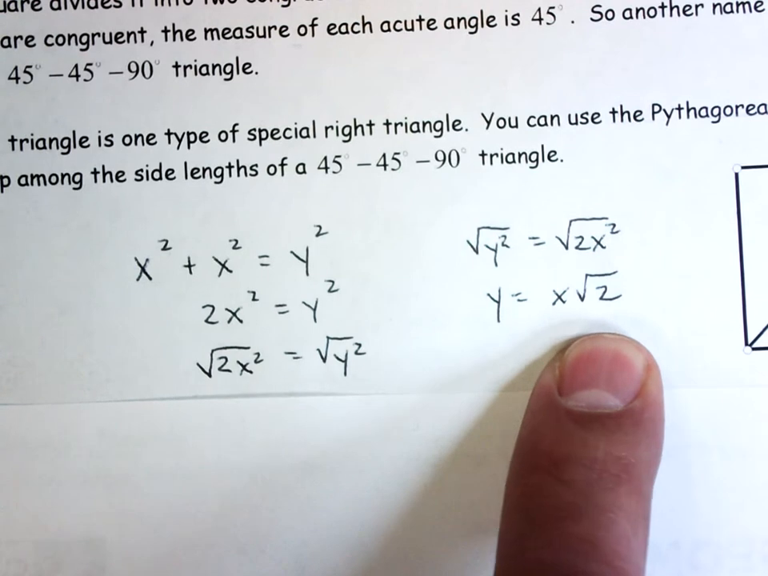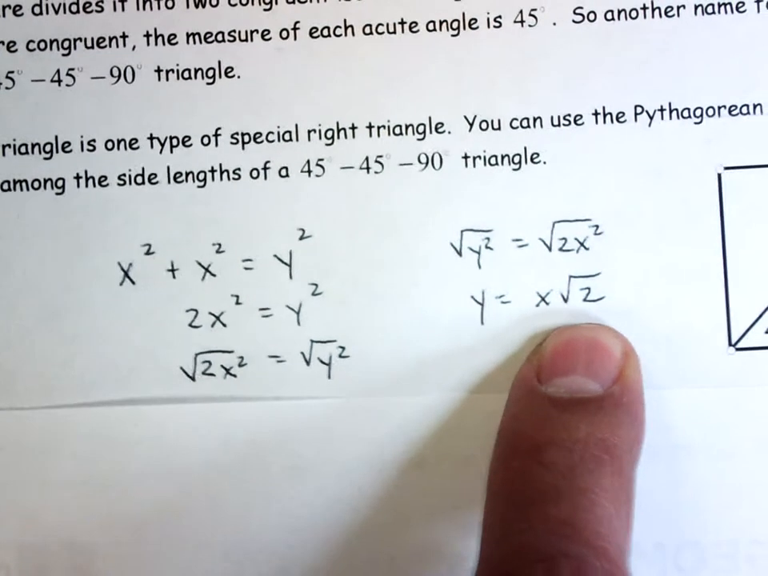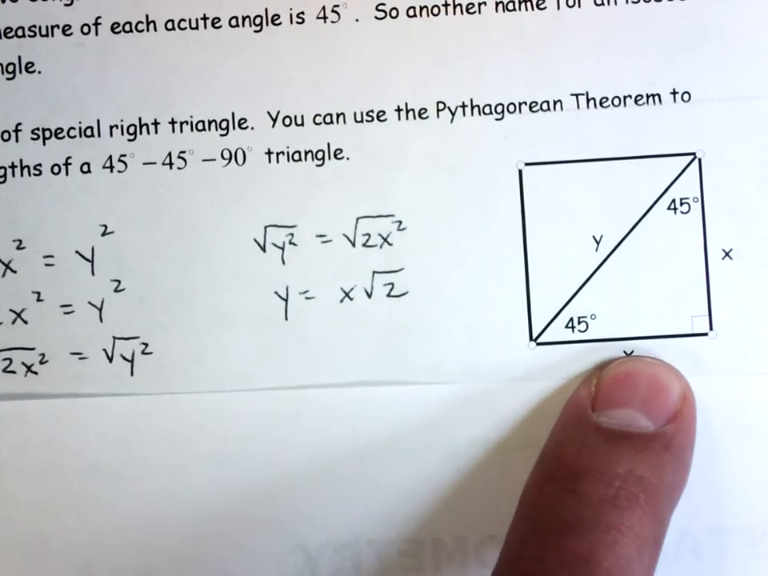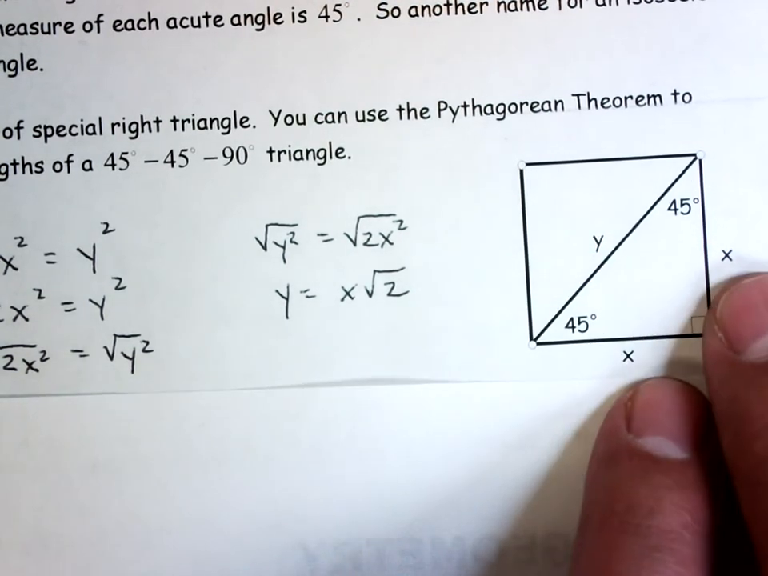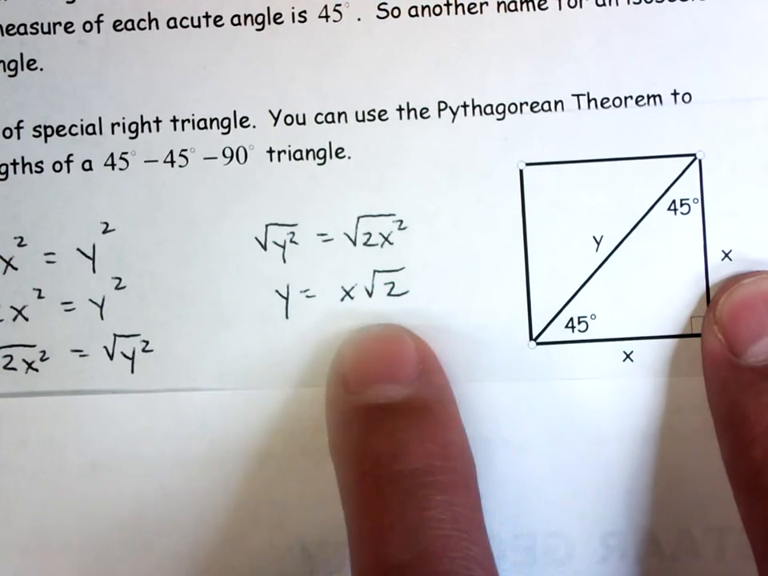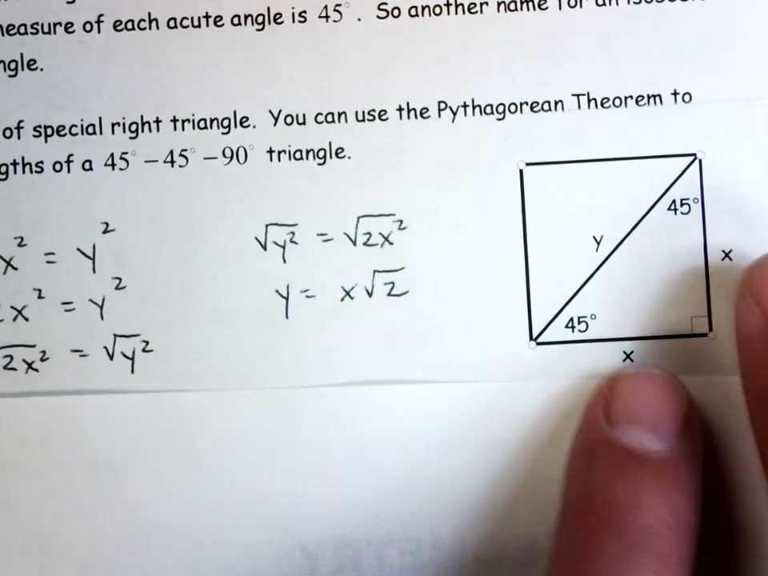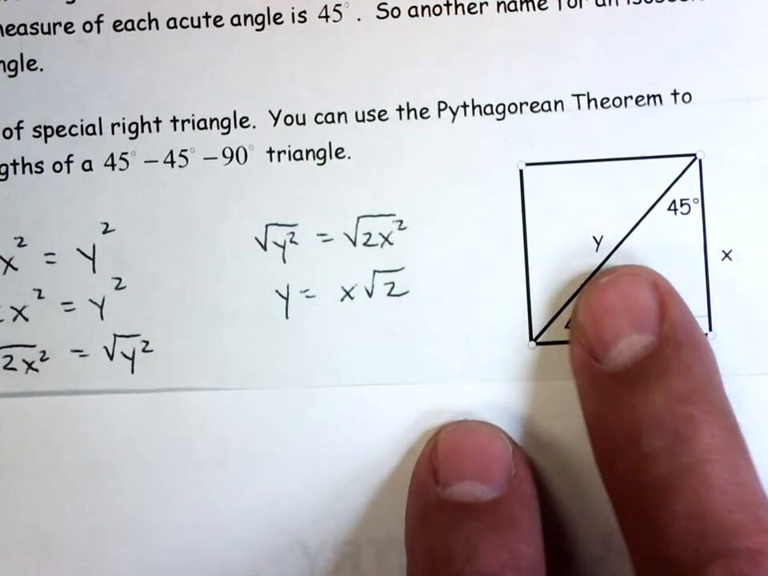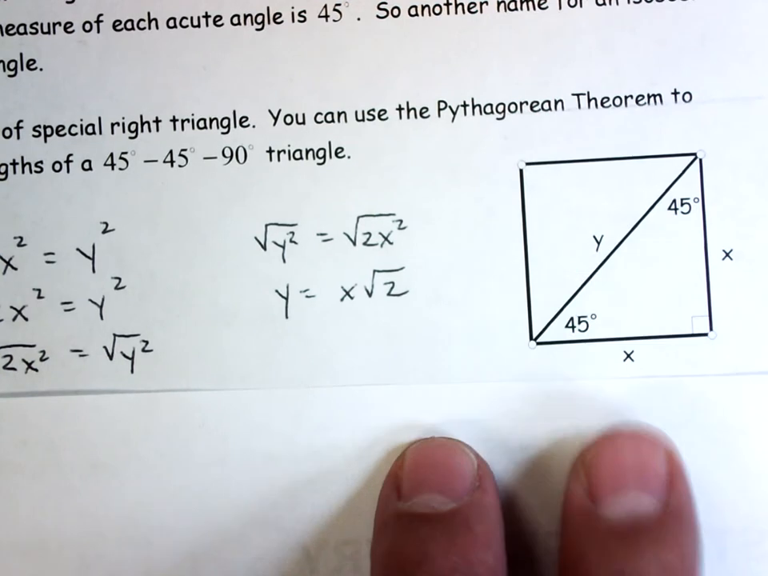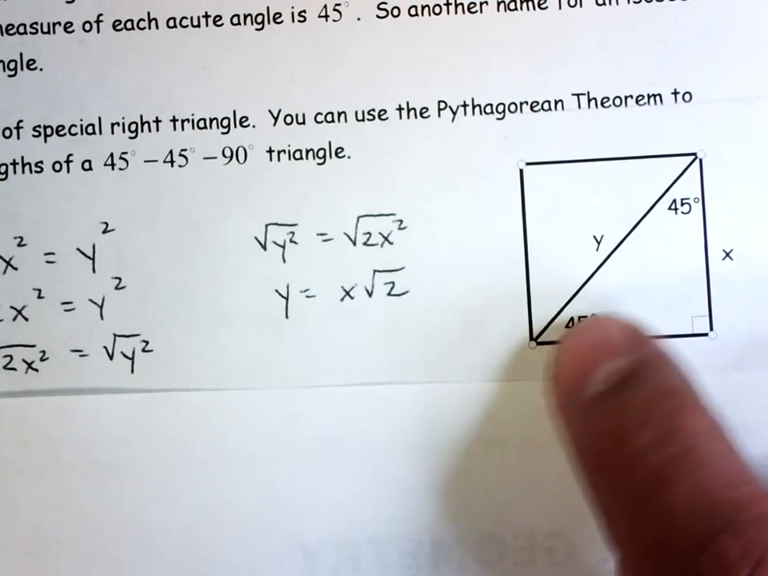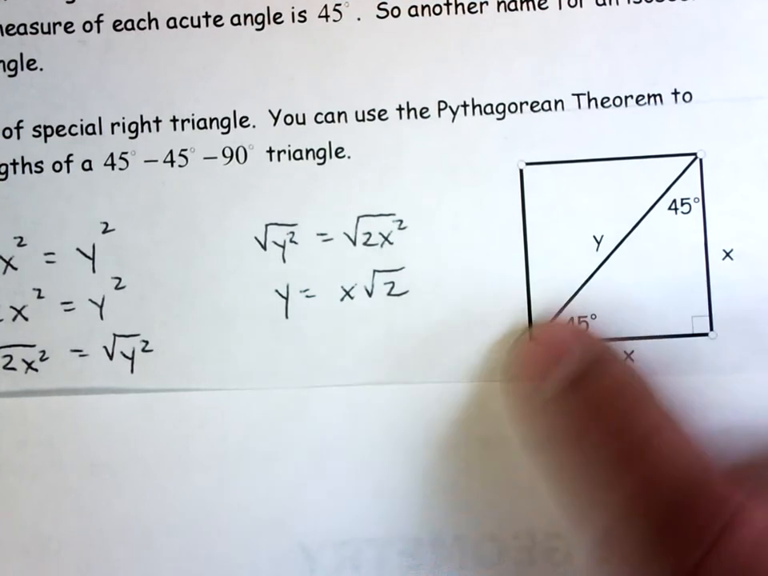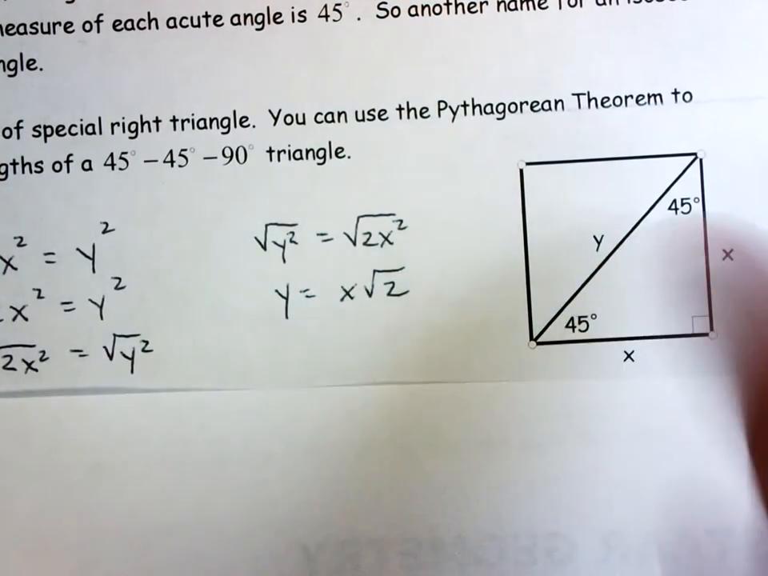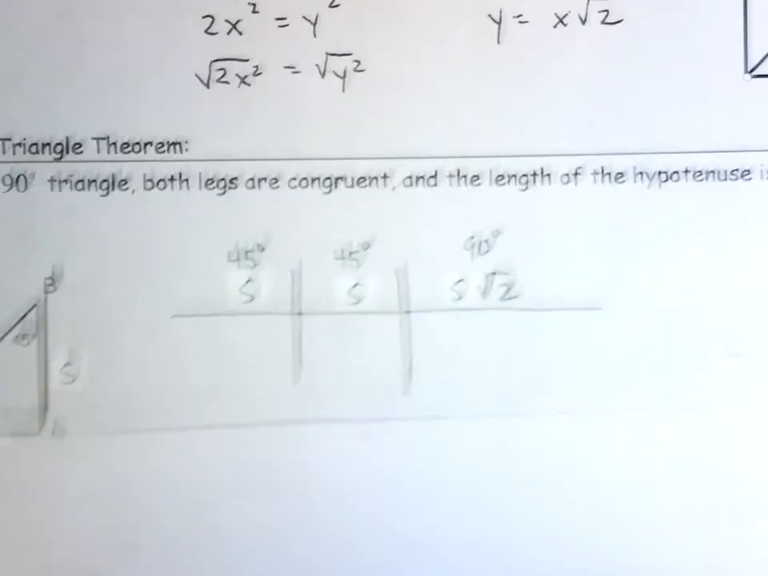So what this tells us is that y is just whatever the x is multiplied by the square root of 2. So whatever these x's are, the y is just equal to that number, whatever that x is, multiplied by the square root of 2. So if this x is 5, then this is 5 root 2. If this x is 10, then this y is 10 root 2. That's how that works. All right?